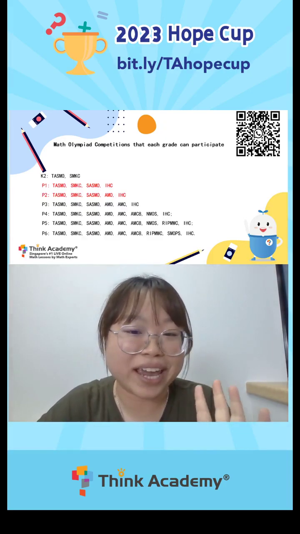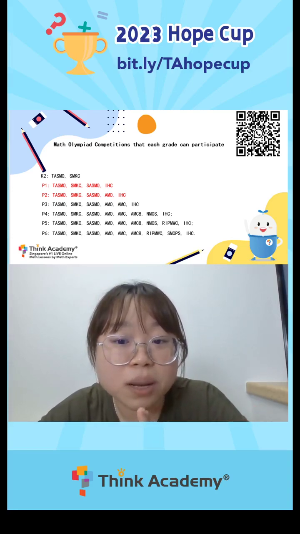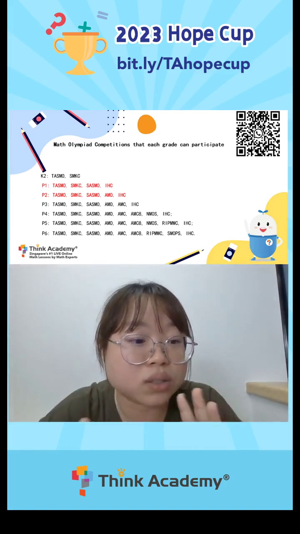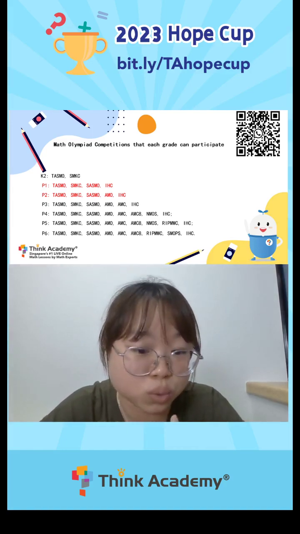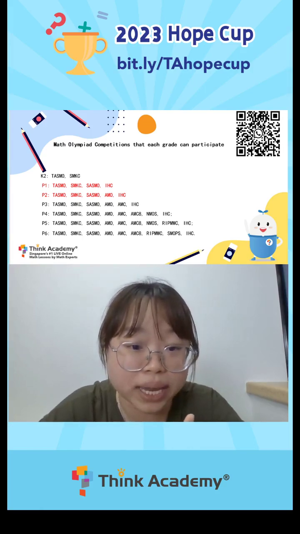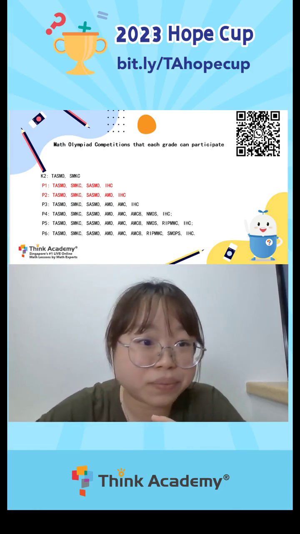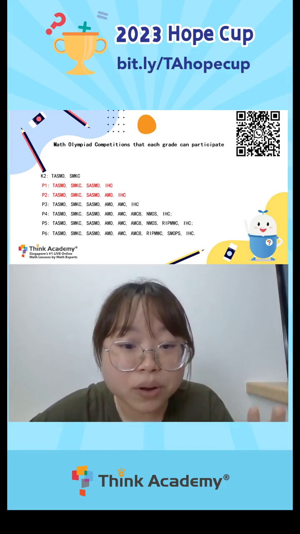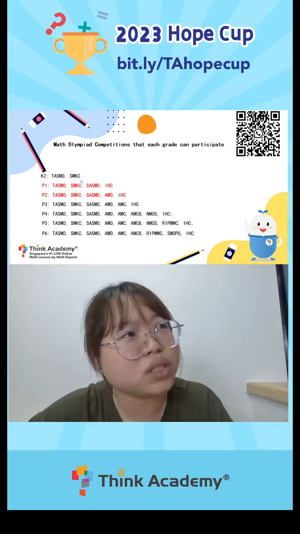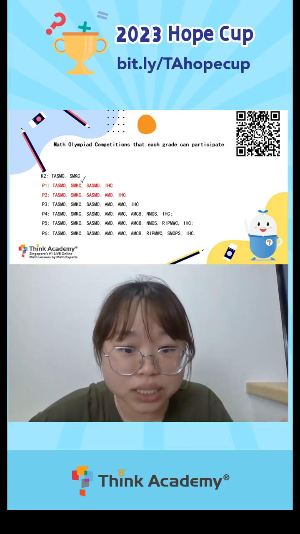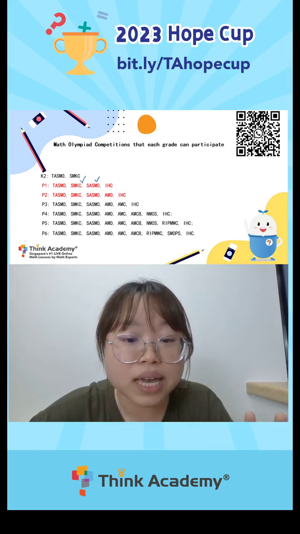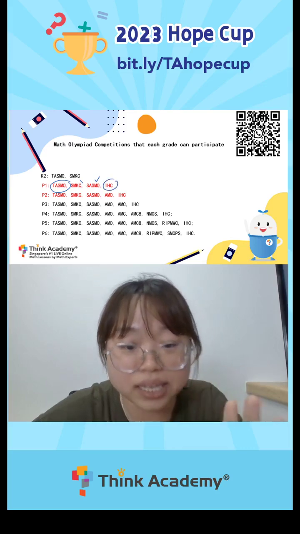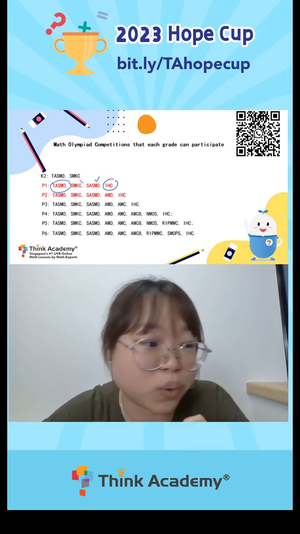Okay, so let's see the first one. Math Olympiad competitions that each grade can participate in. So most of today we are going to talk about P1 and P2, mainly P1 and P2. Okay, so let's see this one, the red color one. Can you see that? So last month, sorry, March and April, you already finished SMKC and SASMO, right? For P1 level, SMKC and SASMO. What are the next competitions? TASMO and IHC. Anyone have any idea what is TASMO?